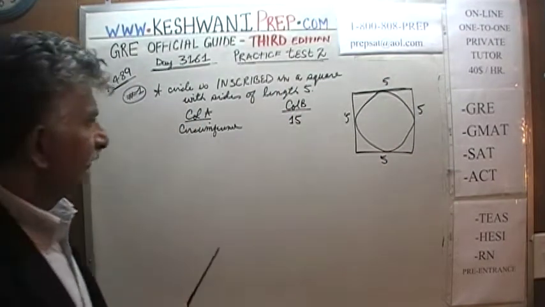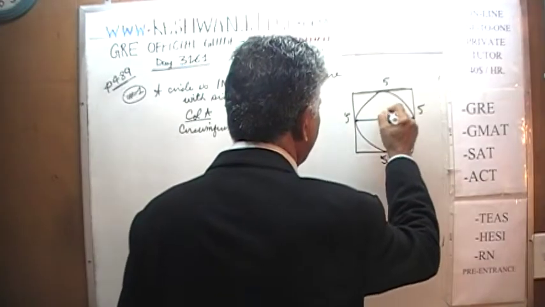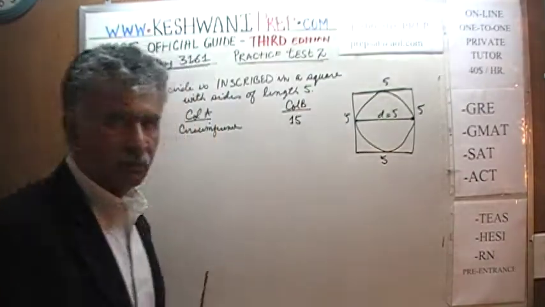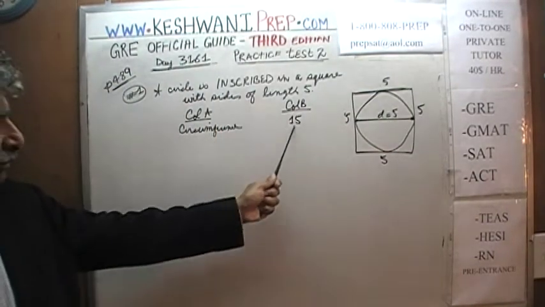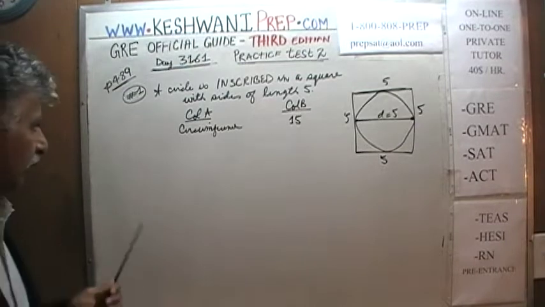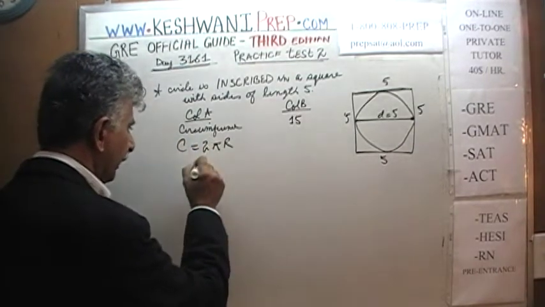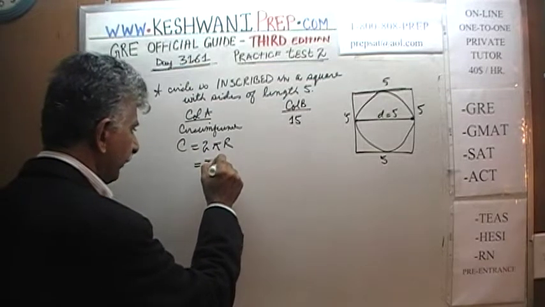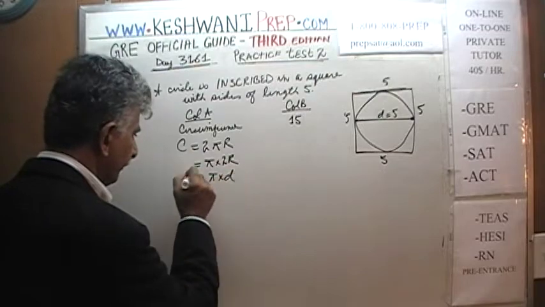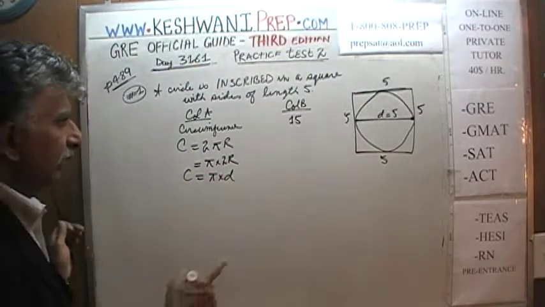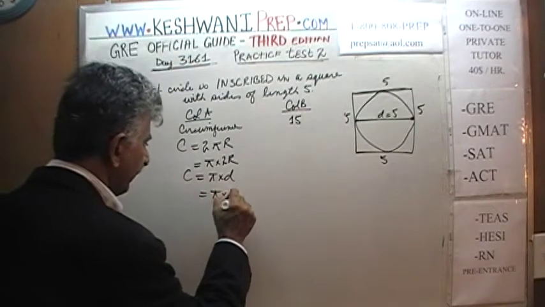Now, as you can see there, the diameter of this circle is 5. We are asked to compare the circumference to 15. Circumference, as we know, is simply 2 pi r, which can be written as pi times 2r, which is simply pi times the diameter. The diameter we know is 5. The circumference is simply pi times 5.